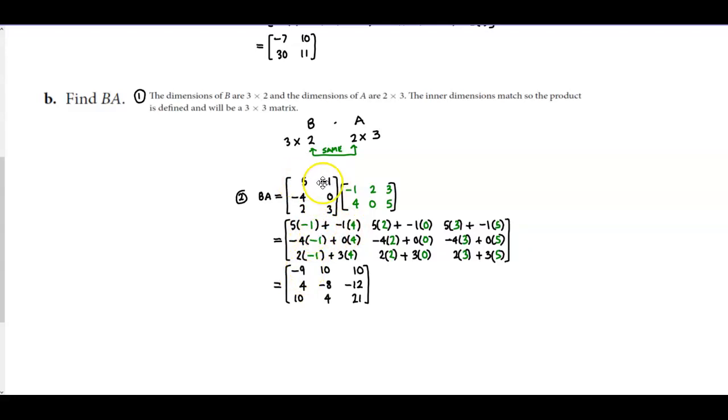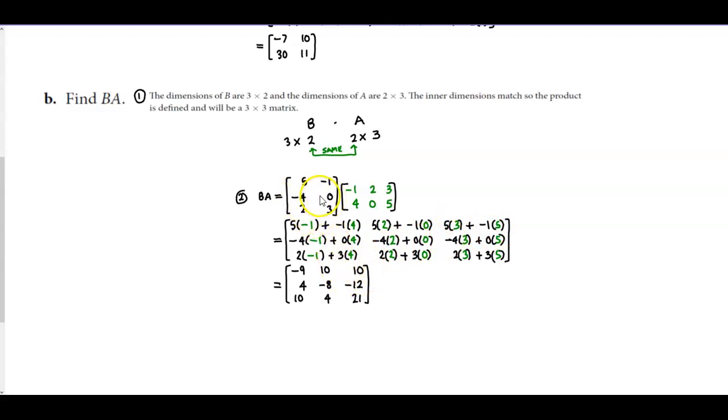We're going to take row 1, multiply it by column 2. So we have 5 times 2 plus -1 times 0. So 10 plus 0 is going to give us 10. Again, we're going to take row 1 and multiply it by column 3. So 5 times 3 is 15 plus -1 times 5, which is 15 minus 5, which gives you 10.